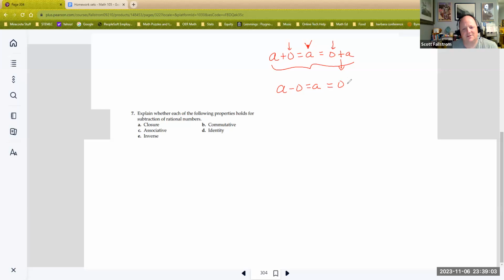Is this equal to 0 minus a? And that's where, unfortunately, the sad face comes in. Sorry, it is not the same because 0 minus a is the opposite of a. Okay, and that's not the same as what we have over here. So there's kind of a reason why it does not.